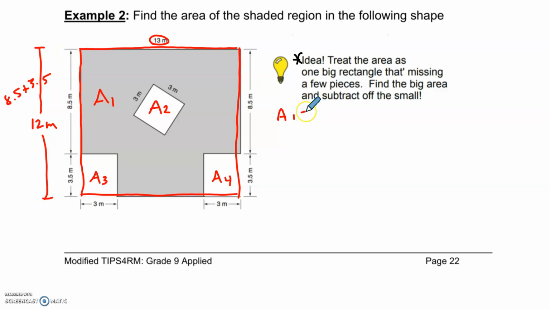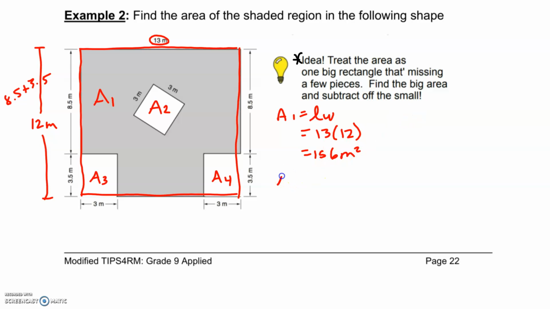All right, so let's put that in. So area 1, that large rectangle is going to be 13 times 12. Okay, let's put that together. 13 times 12 gives me 156 meters squared.